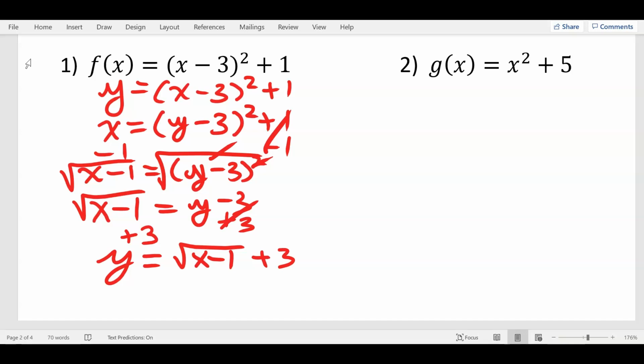Okay. Now after all of that, my final step is to make sure I write it as an inverse. Change it back to f of x with a little -1, little inverse sign. So f inverse x equals square root of x minus 1, and then a plus 3 after that.